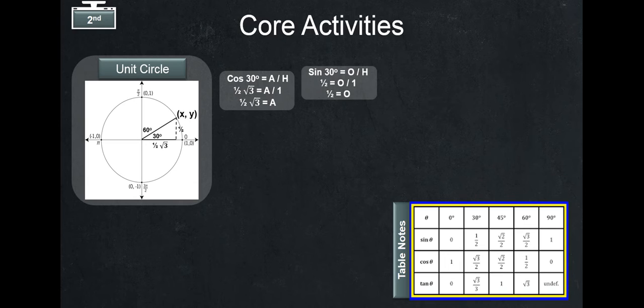Next, to find the sine value, use the formula SOH, and the value of sine 30 is half. Half equals A divided by 1. The result is A is half. From the results obtained, the cosine result is equal to the x-coordinate, the sine result is equal to the y-coordinate, while the tangent value is the division of the sine and cosine values.